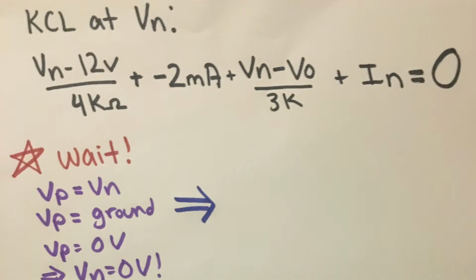So here's the equation. We have (Vn minus 12) over 4 minus 2 milliamps plus (Vn minus V0) over 3 plus In equals 0. We did KCL, so we're going to go through with this. But wait, what do we know? We know that Vp equals Vn. Vp is the same as our ground source. It's only connected to that, which means Vn is also our ground source, which means that Vp equals Vn equals 0. Remember that, Vn equals 0.